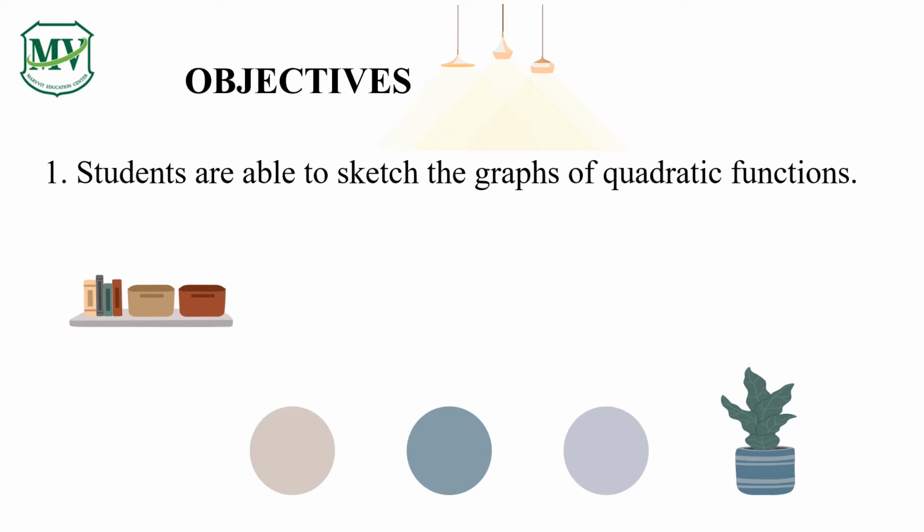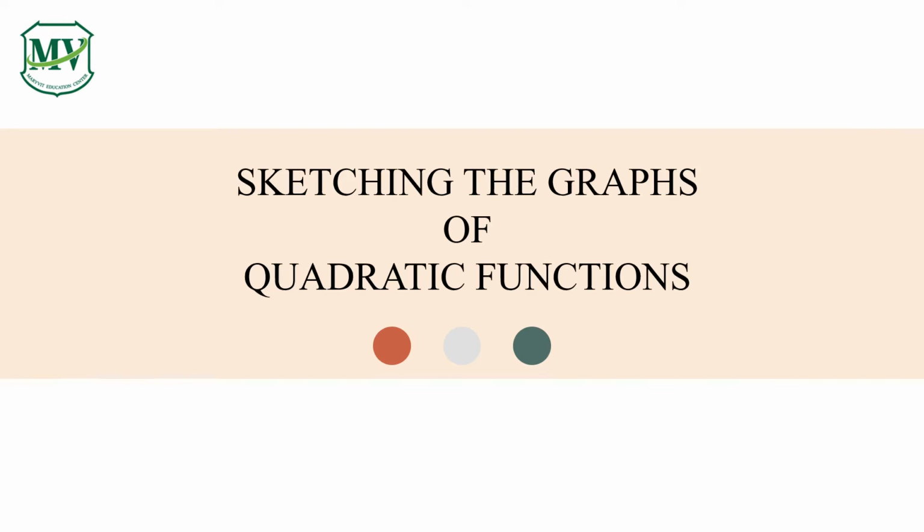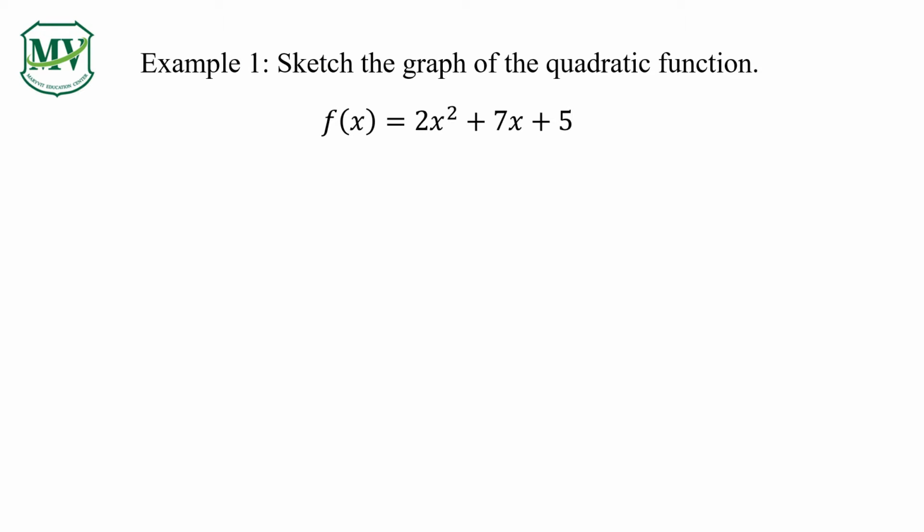At the end of this video, I am expecting you to be able to sketch the graphs of quadratic functions. Today, we are going to learn how to sketch the graph of a quadratic function. Example number 1. Sketch the graph of the quadratic function f(x) = 2x² + 7x + 5. In sketching the graph of a quadratic function, we are following some steps.